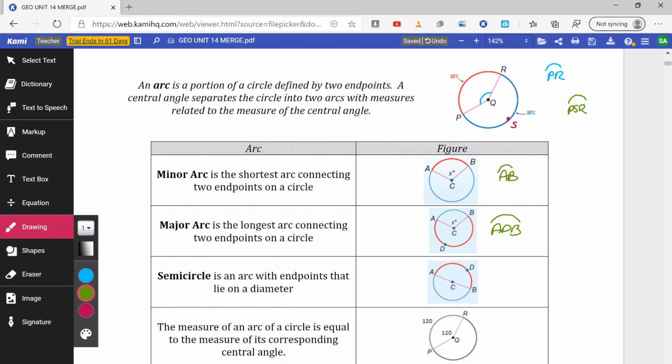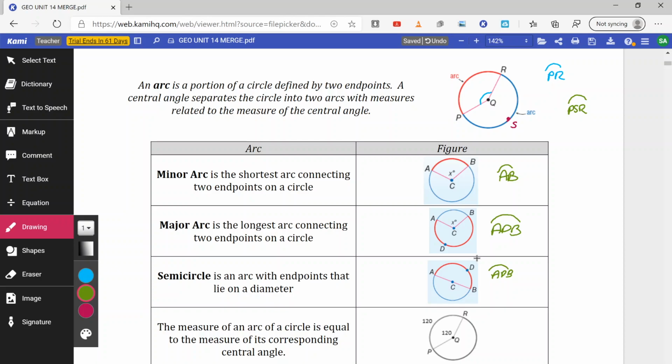Now a semicircle is an arc that has endpoints that lie on a diameter. So a diameter is the line segment that runs from one point on a circle through the midpoint to the other side of the circle. It's a straight line. A semicircle arc is always going to be, in this case, ADB because of the point D there on the semicircle.